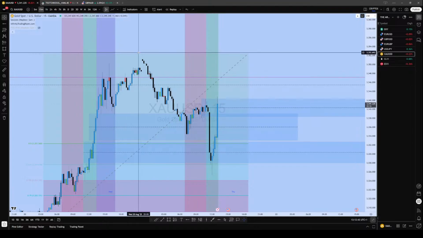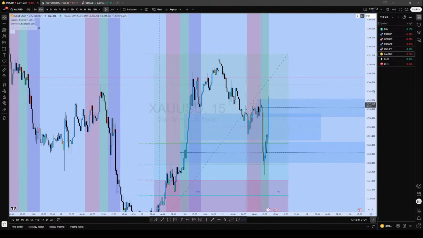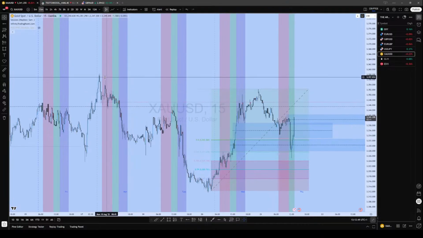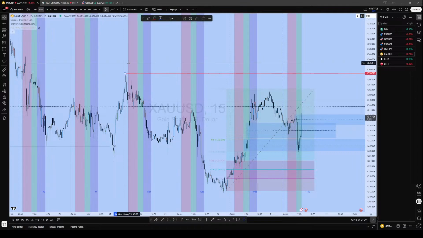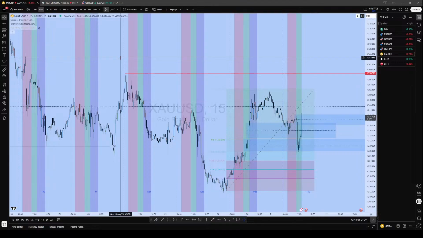So right now it's gonna go for 3352.43, and then we might extend to this one, which comes in at 3358. Okay, so 3358 is your upside objective.